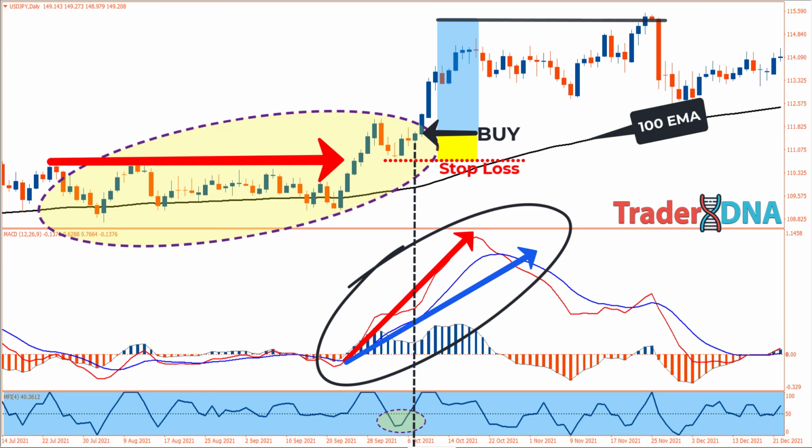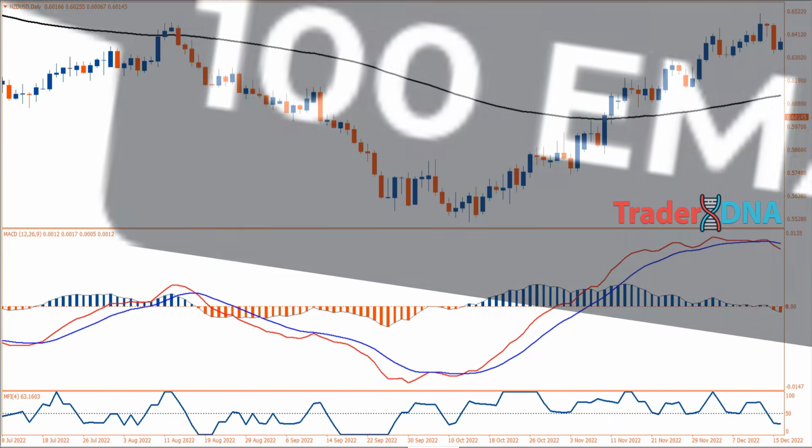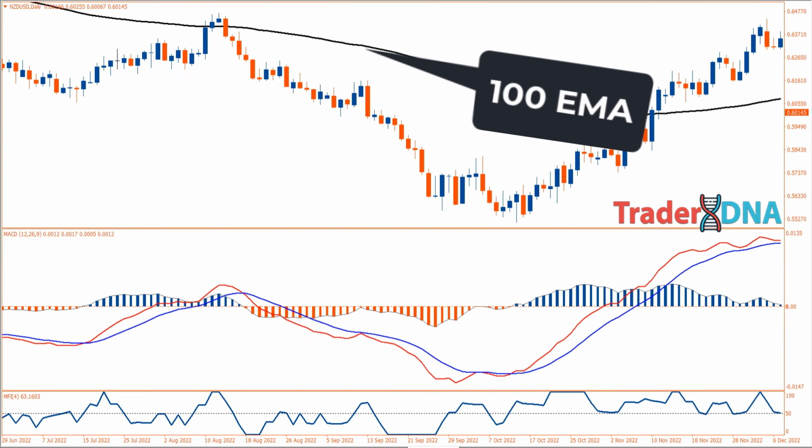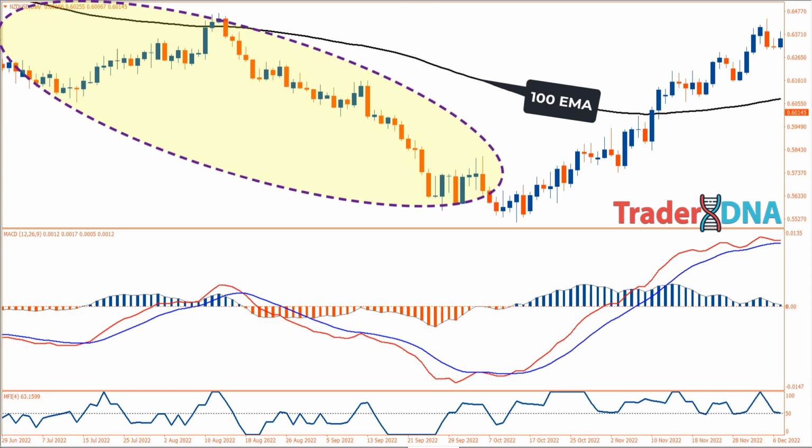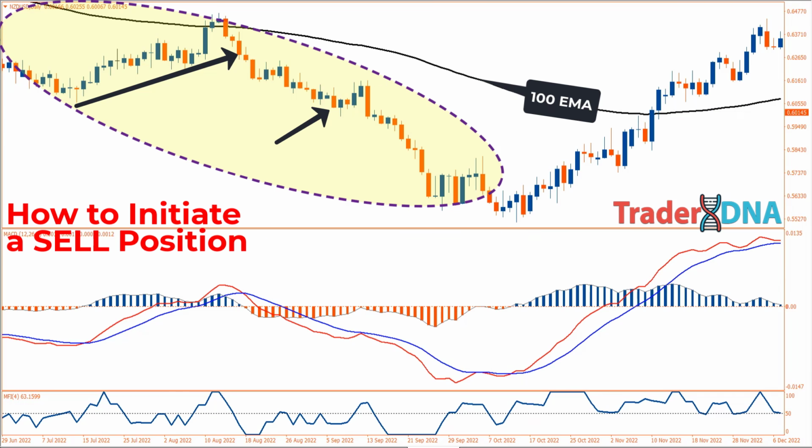Bearish trend. The first consideration in identifying market trends is to observe the price movement in relation to the 100-period EMA. In a bearish trend, prices must be declining and positioned below the 100-period EMA. So, as long as prices remain below the 100-period EMA, even if they exhibit temporary upward movements, these are viewed as corrections and are expected to eventually resume the ongoing bearish trend. How to initiate a sell position using the MFI indicator signal.